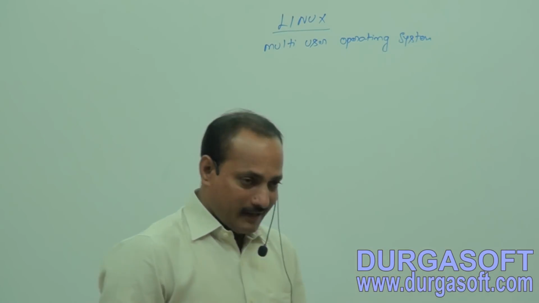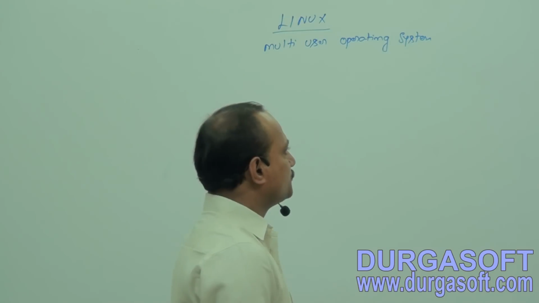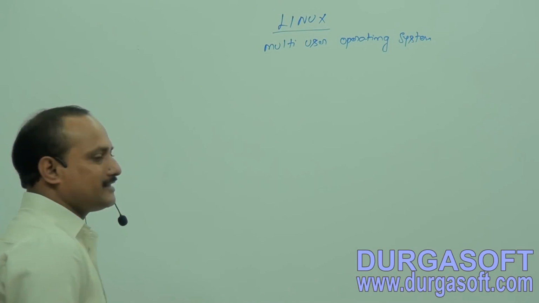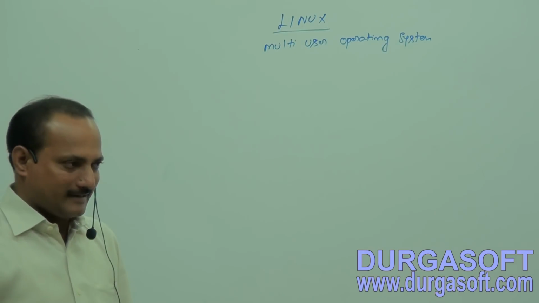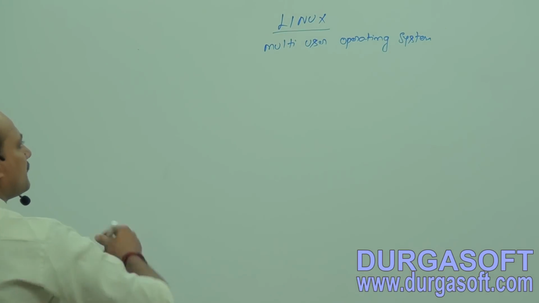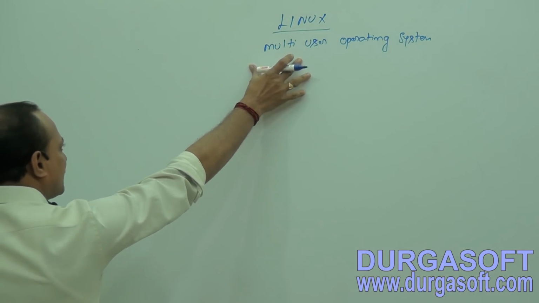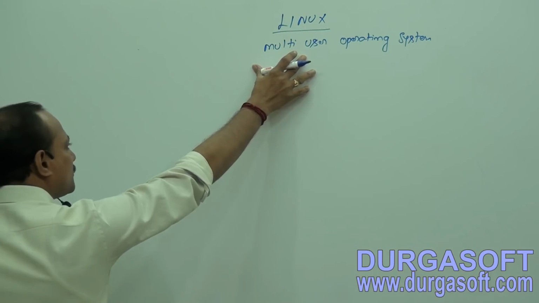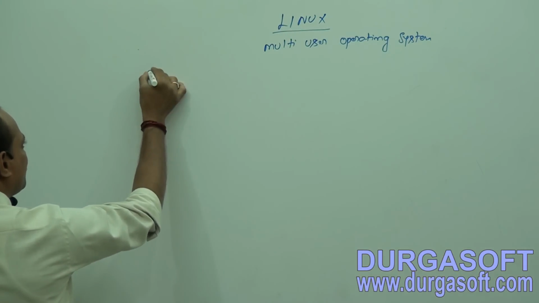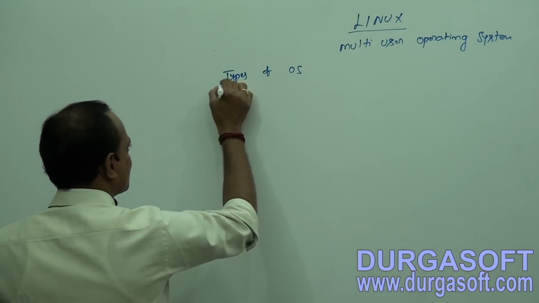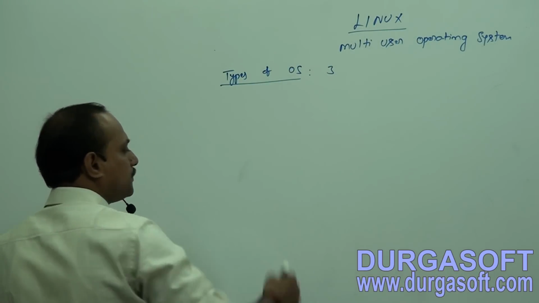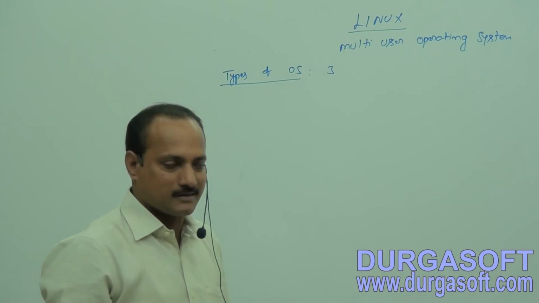In this video I am going to introduce what Unix and Linux are, and what the different types of operating systems are. Before discussing the Linux or Unix environment, let me discuss the types of operating systems. Basically, you have three types of operating systems.